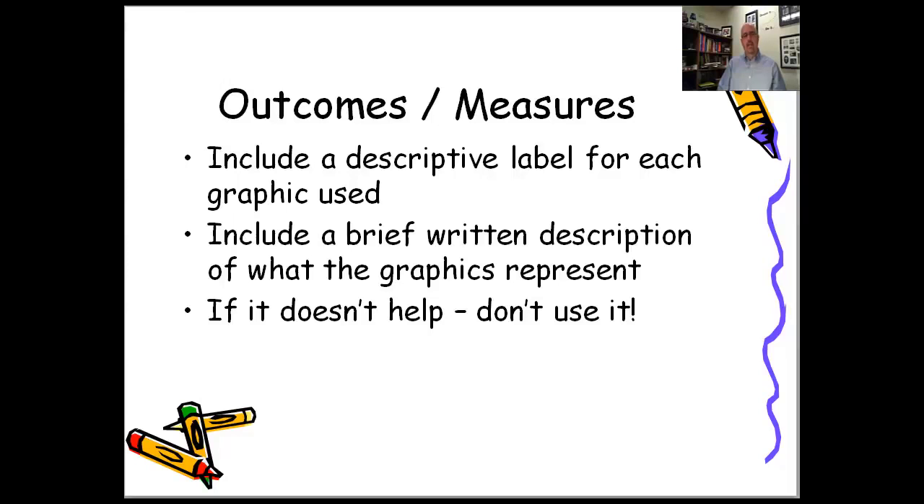You want to identify any outcomes or any measures that you used. Sometimes whenever you put a graph or a chart on there talking about a particular outcome, you need to put a descriptive label underneath each graphic. You might have to have a little brief description of what that graphic represents. But at the end of the day, when you look at this, if that graph doesn't actually tell part of the story, or that chart that you've included doesn't assist the story, then take it out. It's only going to be a distraction.